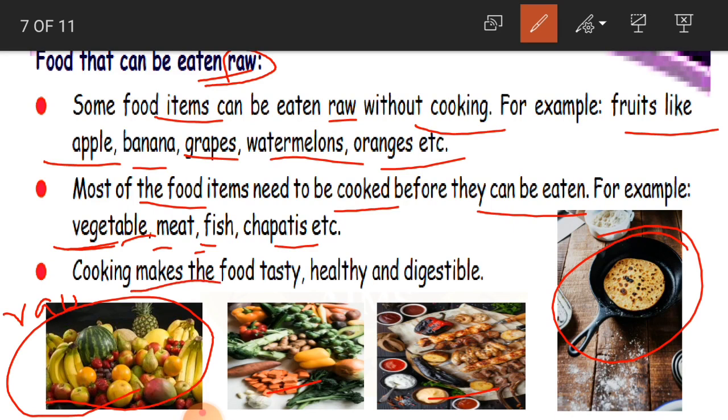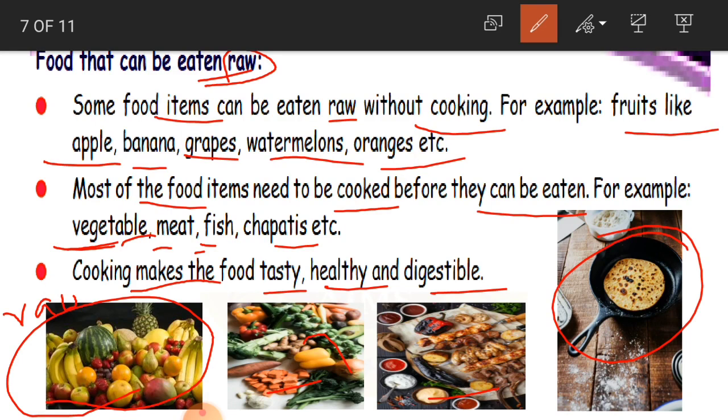And cooking makes the food tasty, healthy and digestible. When we cook, we don't cook only that particular ingredient. Suppose you are making a vegetable curry, you don't put the vegetable on the stove and just cook it and then eat it. You will add some more ingredients to make it tasty. You will add salt, haldi, turmeric, mirchi, some masala powders and all that, so that the curry becomes tasty. And it also must be digestible.